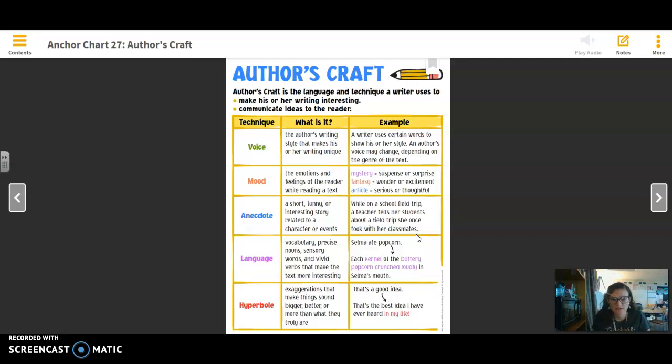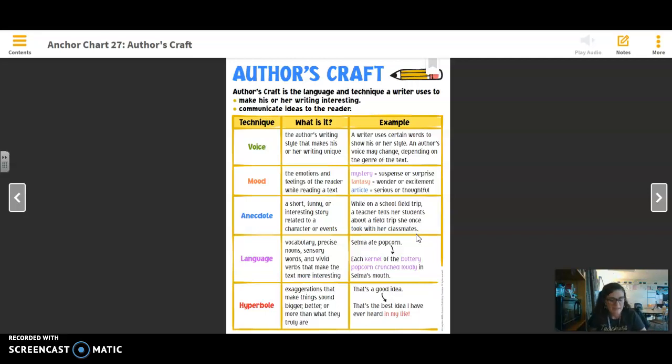Now, language is a big one, using great vocabulary, precise nouns, not saying stuff and things, sensory words that help you use your senses to understand the story better, vivid verbs that make the story more interesting, and there's also literal language and figurative language. So an author might use similes and metaphors. Remember, a simile is a type of figurative language that compares two different things using like or as. So it was as hot as a desert outside would be a simile.